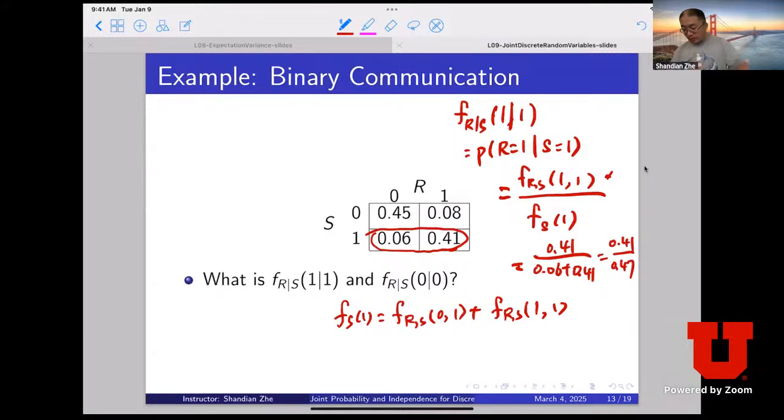And from this, we can see that actually this conditional probability is quite high, right? 41 over 47. I think it's over 90%. So this actually tells you how reliable your transmission will be. Suppose you're sending, given that you have already sent one, what's the chance that you're still going to receive one? This chance is pretty high.